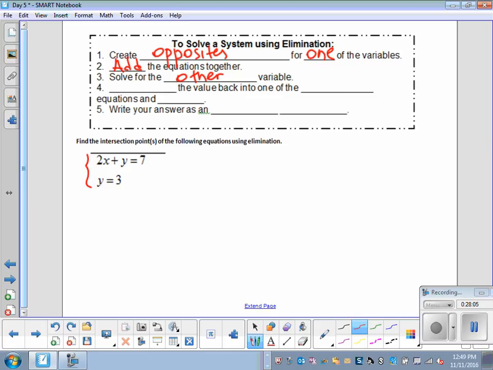And then plug the value back into one of the equations and solve. As before, write your answer as an ordered pair.